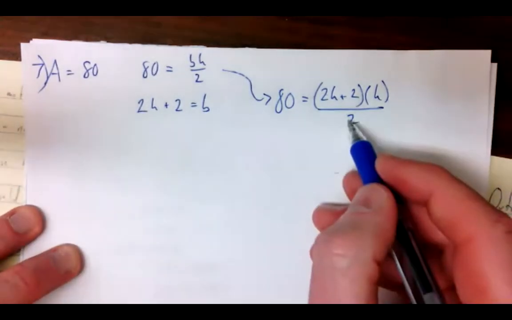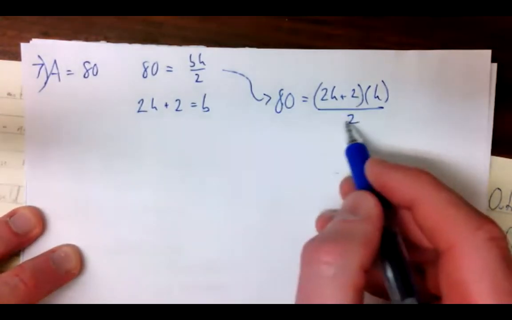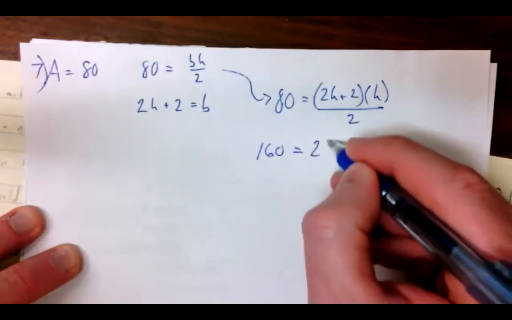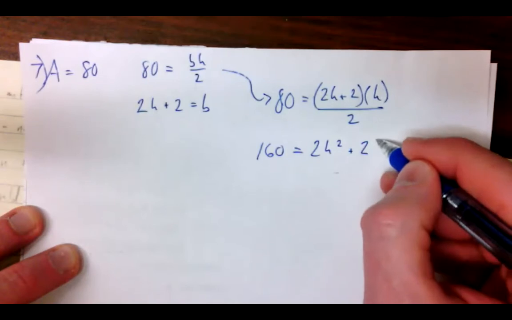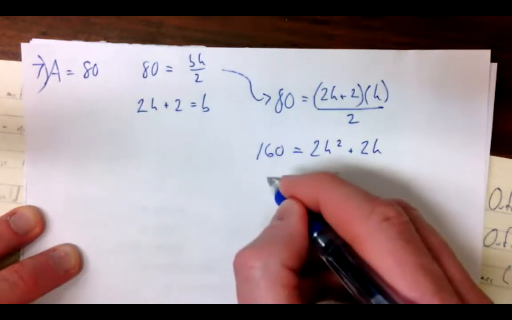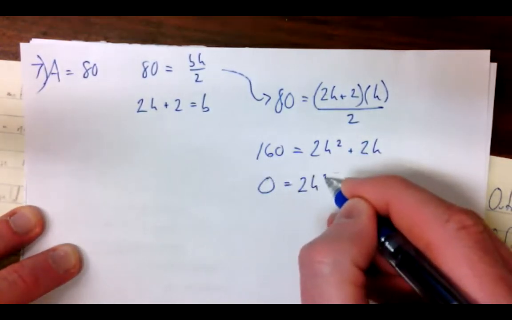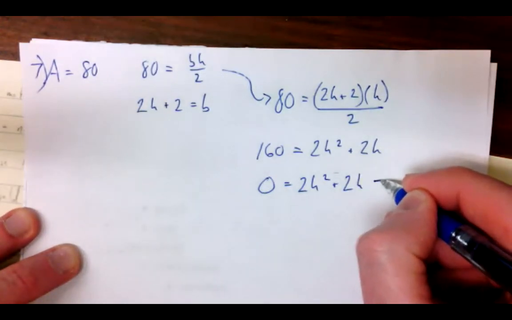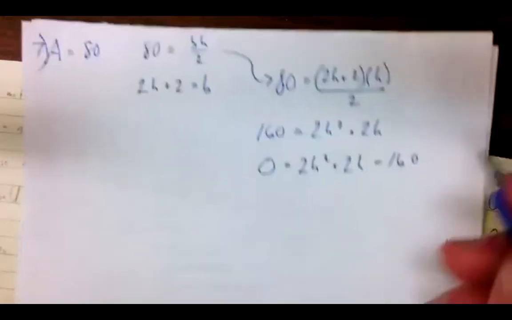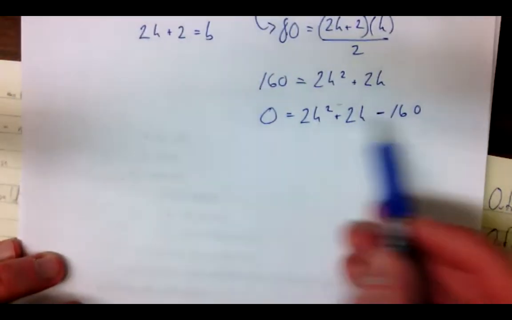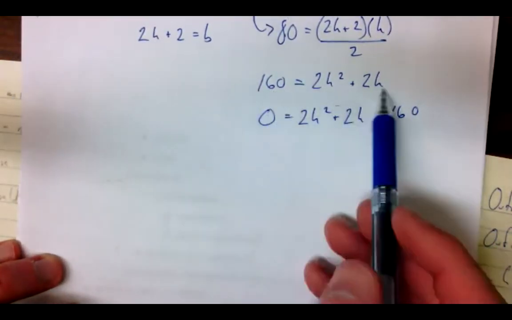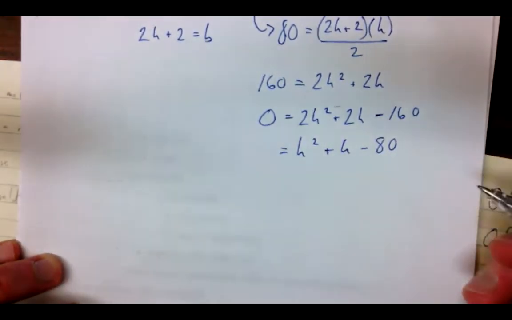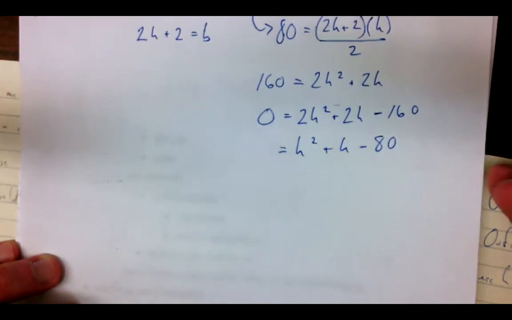And then I just simplify it. I'm going to multiply everything by 2, or I'm essentially moving it over here. So it's 160 equals, and then simplify this, 2h squared plus 2h. I'm going to move the 160 over here. 0 equals 2h squared plus 2h minus 160. For what it's worth, it won't make any difference with your answer, but I can divide everything by 2, and I can make this h squared plus h minus 80. You don't need to, it probably makes things just a little bit easier.